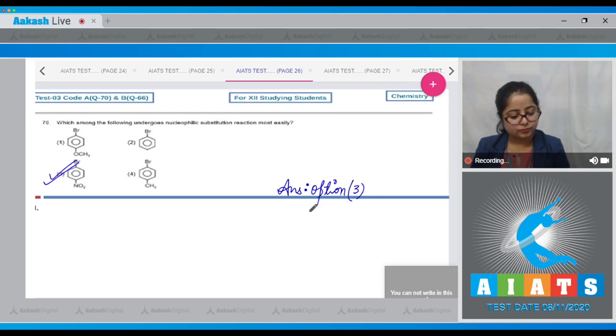Moving to next question, students, which is 71.